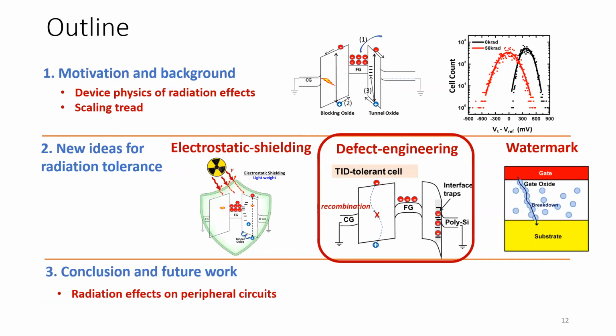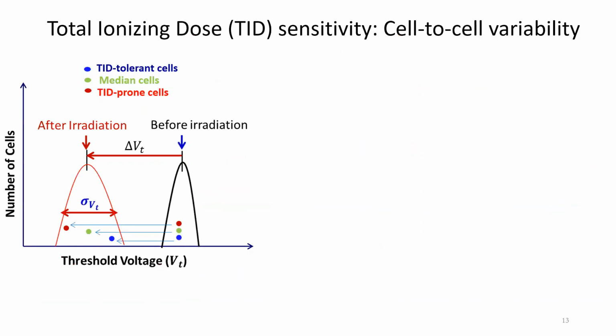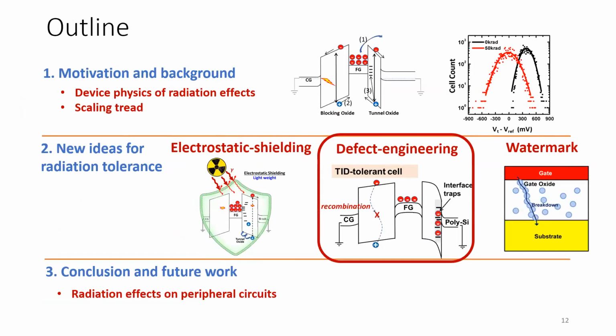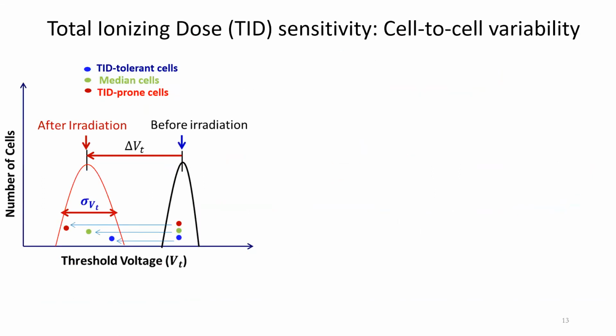Okay, let's go to the second idea, which is defect engineering. It's very interesting that we find that by intentionally making the oxide defective, we can make the cell more radiation tolerant.